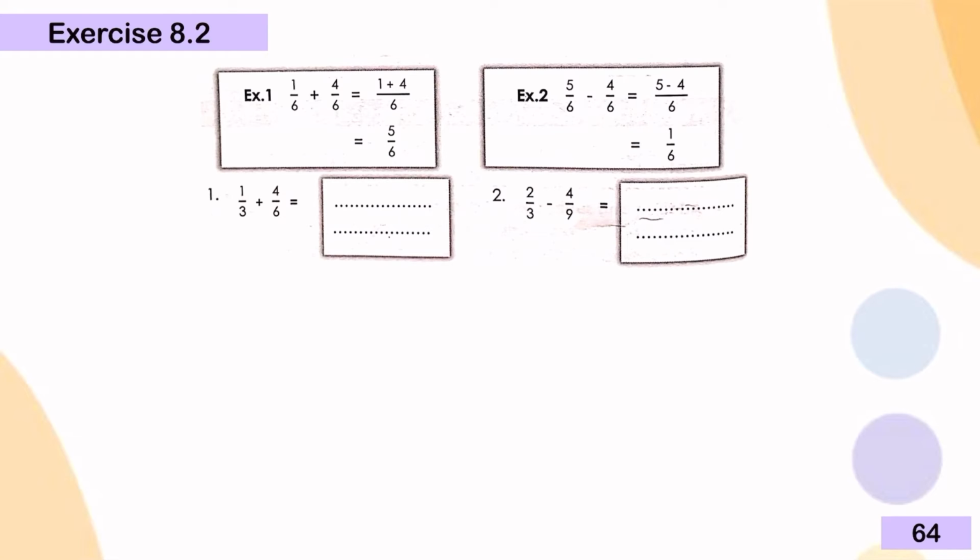Now I want you to open your book and turn to page number 64 and you will see exercise 8.2. We are going to do the exercise together. So can you see number 1?